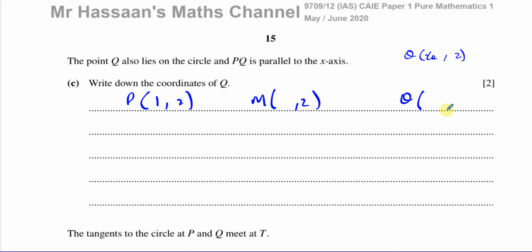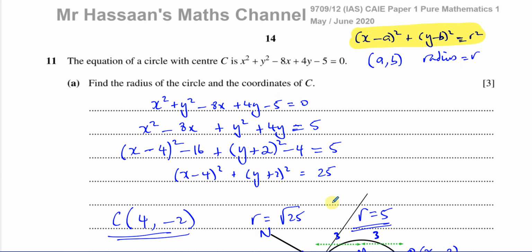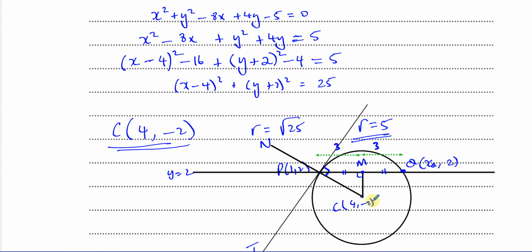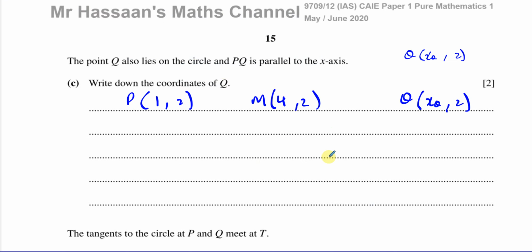Okay, M is also 2, Q is also 2. We want to find the x coordinate of Q. I know the x coordinate of M is 4, right? Because this is 4, this is straight. So we know that that's M (4, 2). So I know that this is the midpoint between P and Q, basically.